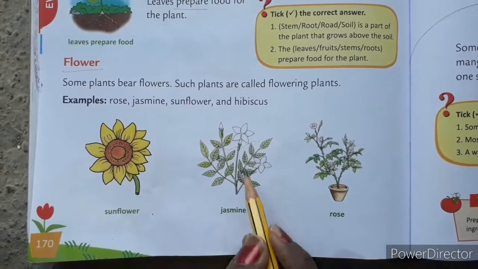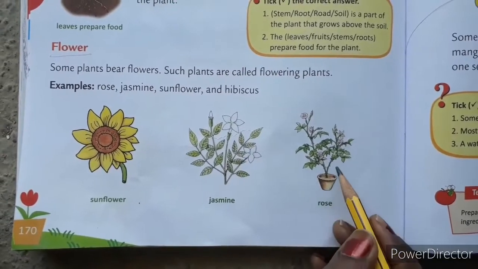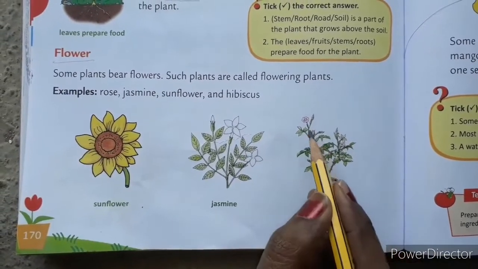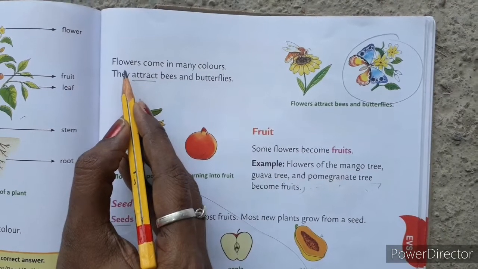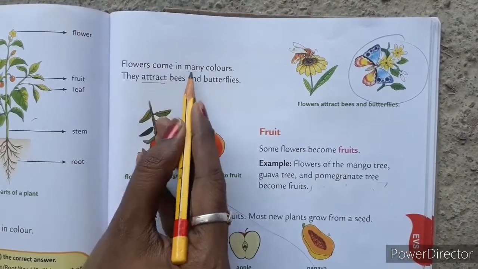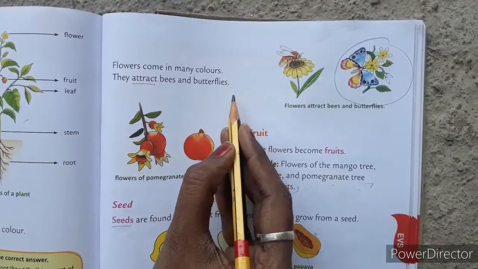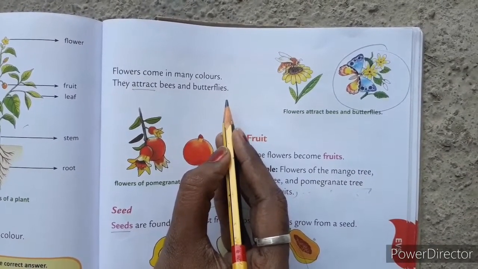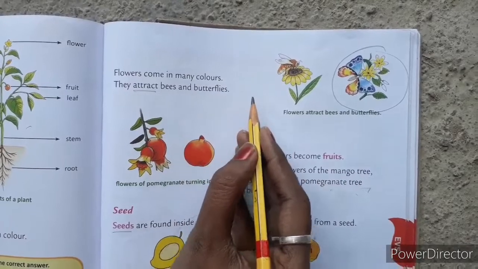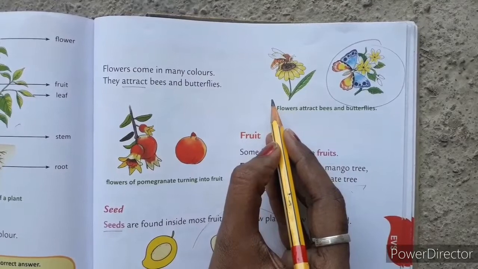This is jasmine plant. These are jasmine flowers. Jasmine is white in color. This is rose plant. Observe this. Roses are pink in color. So children, flowers come in many colors. They attract bees and butterflies. Jasmine is white, hibiscus is red, lotus is pink, sunflower is yellow. So flowers are in different colors.